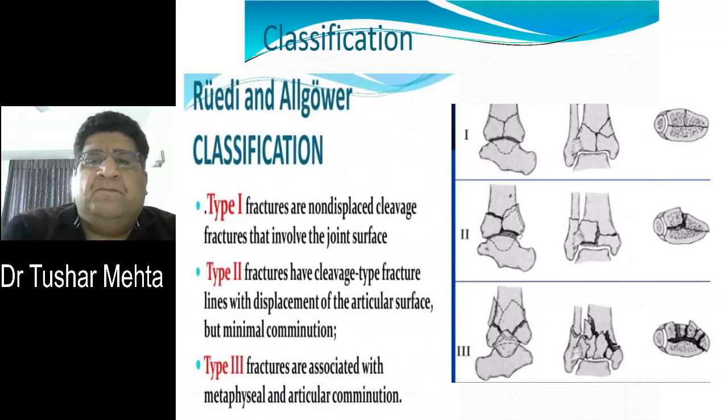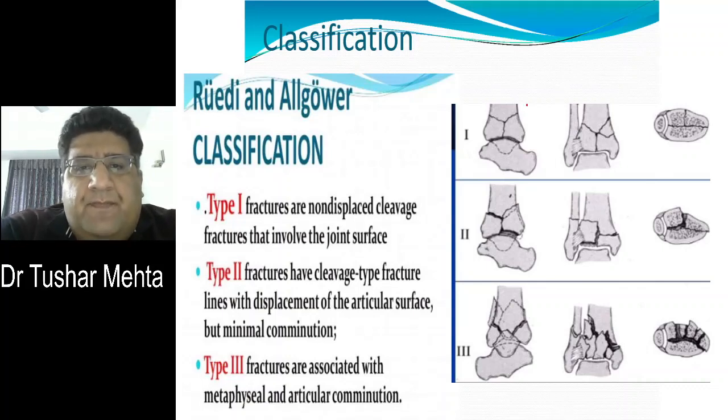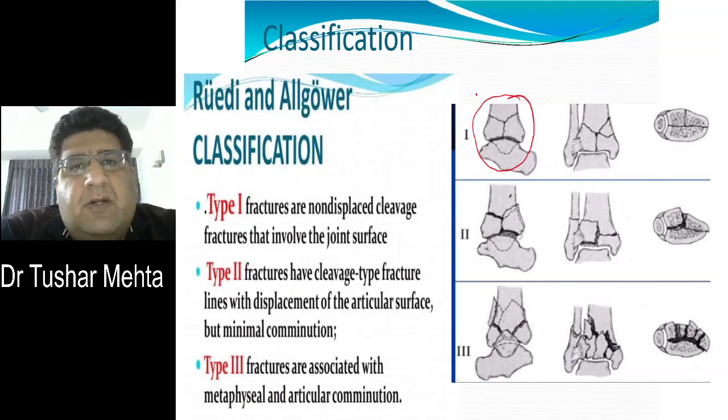Type 1. Do you see an articular fracture? Yes. Do you see that the fracture line is extending into the distal tibial articular surface? Yes. But do you see any sort of articular displacement? No, it is more or less intact. And forget about comminution. There's nothing like that.